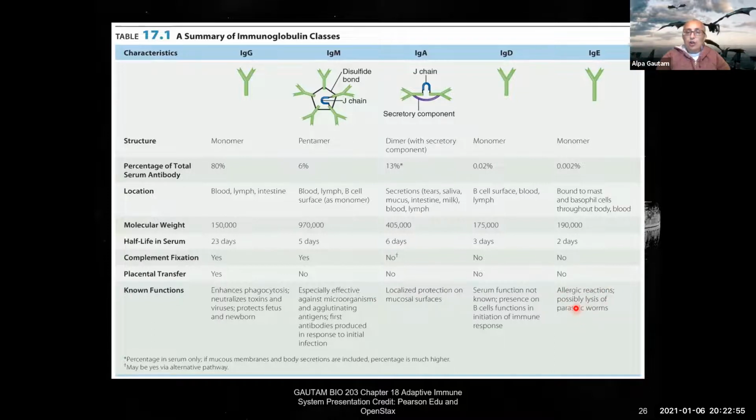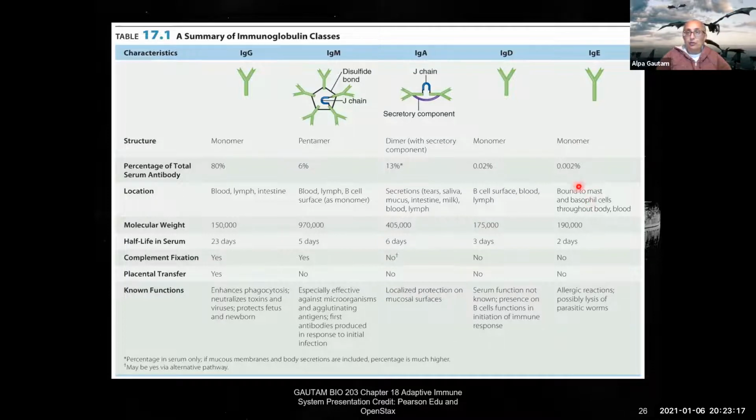IgEs are also present on eosinophils. So when eosinophils come across a parasitic worm or a larvae, that causes the release of the hydrolytic enzymes from the eosinophils, and therefore it causes the death of parasitic worms. And that's how IgEs work.